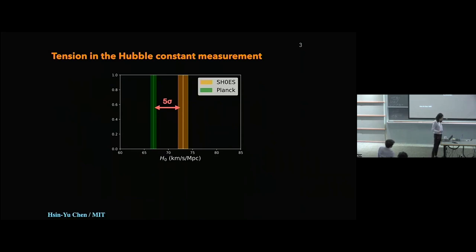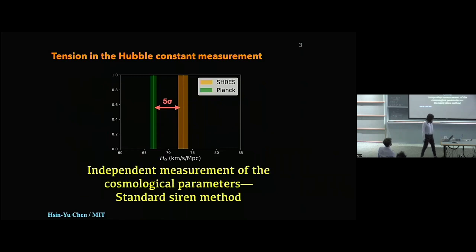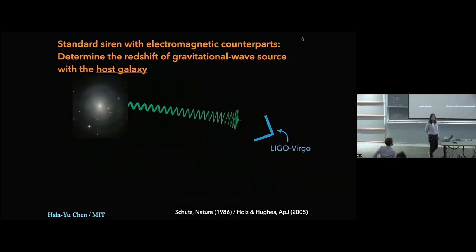And that is where the gravitational wave observation can play a role, because we can provide a completely independent measurement of the Hubble constant via the so-called standard siren method. So here's how this standard siren method works.